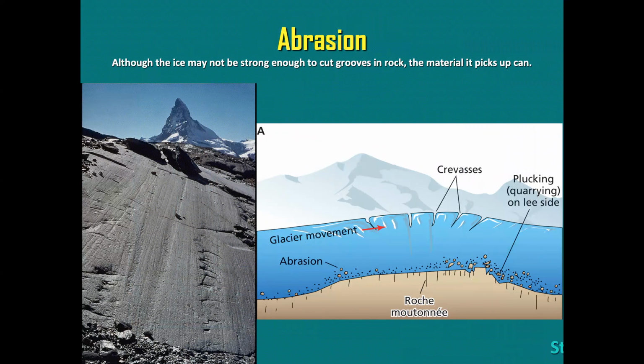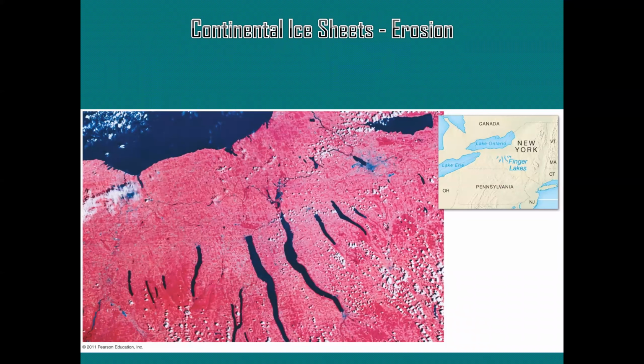Continental ice sheets are only two, Greenland and Antarctica. And that erosion work as a function of continental ice sheets can do quite a bit of work. Namely, places like the New York Finger Lakes, if you've ever been up there.